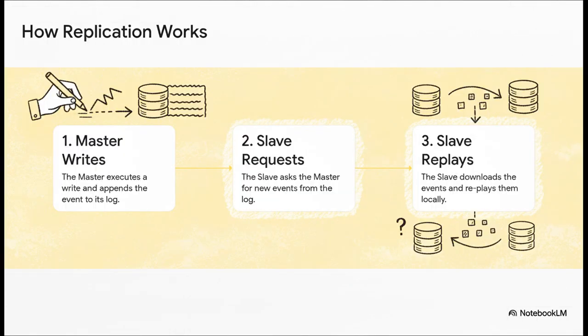The whole process follows this really simple, kind of elegant flow. Let's just walk through it real quick. Step 1, a write comes into the master. Step 2, the master immediately writes that event down in its log. Step 3, a slave connects and says, hey, got anything new for me? And finally, step 4, the slave downloads those events and replays them on its own machine, in the exact same order. This simple 4-step loop is the bedrock for everything else we're about to discuss.